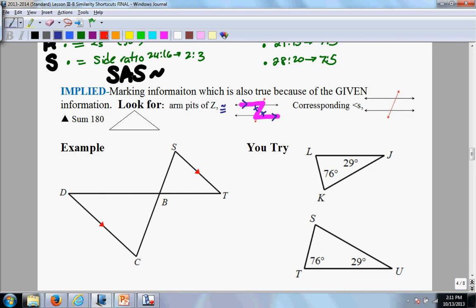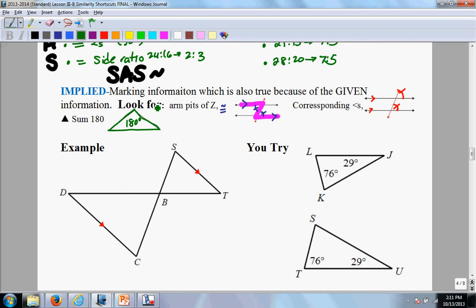Next thing you want to look for is when lines are parallel as well, to watch out for corresponding angles. One's in, one's out, same side. And they are congruent. And then don't forget the simple truth that triangles add up to 180. So if you have a triangle, it's implied that triangles add up to 180.